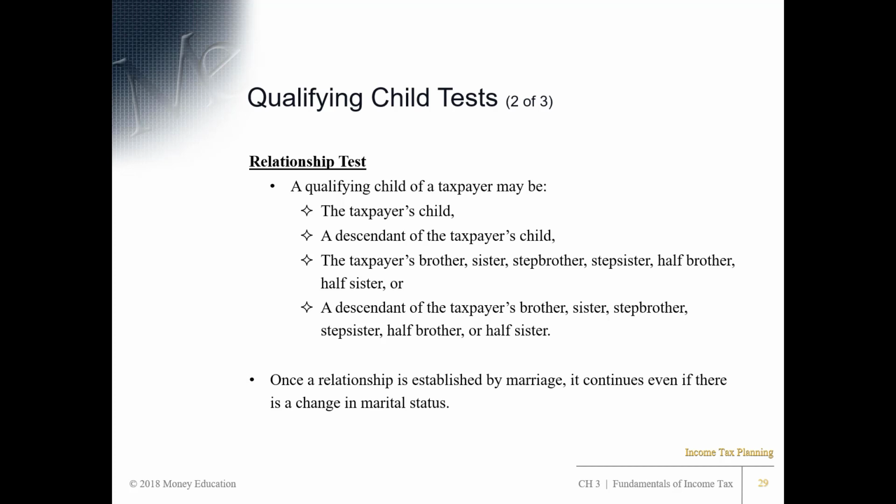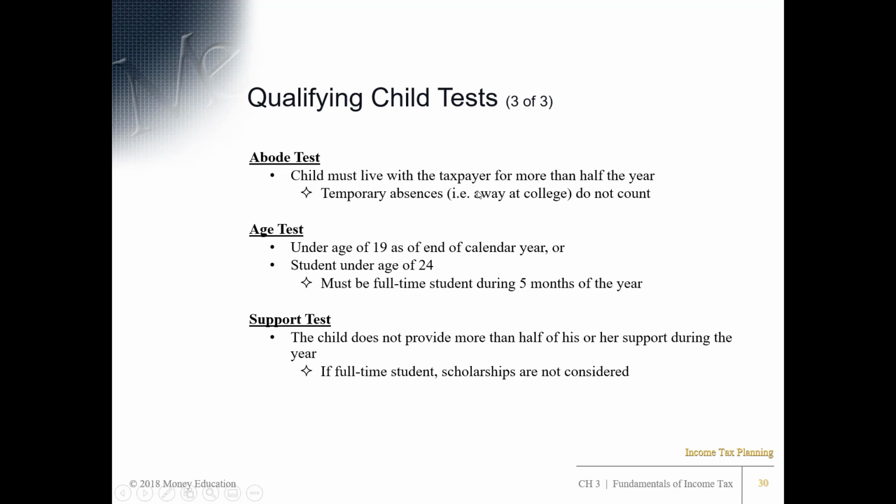Therefore, if I have a child, my grandchild, or the taxpayer's brother or sister, as long as they are younger than me. So my brother, my sister, my stepbrother, my stepsister, my half-brother, half-sister. Or a descendant, so my niece or my nephew. Once the relationship is established by marriage, it continues even if we get a divorce. So if you have a stepchild, but then you get a divorce, they are still considered your child, depending on if they live with you, even though you got a divorce from their biological parent. This also counts if you adopt a child.